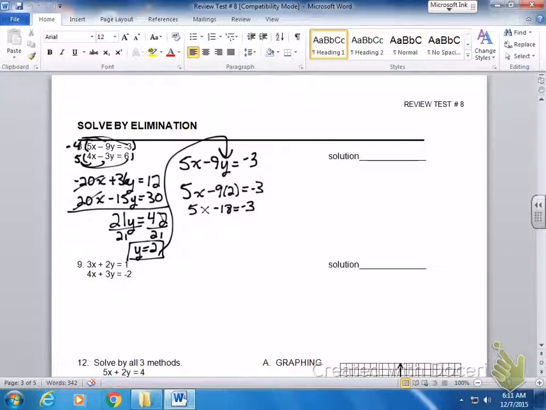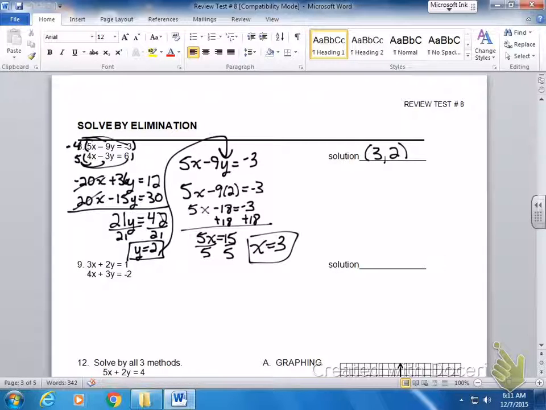I have to add 18 to both sides. And I get 5x equals 15. And now I can solve by dividing both sides by 5. And I get x equals 3. Now remember, when I ask you for the answers, I want the solution. That's a point. This would be our x value 3 followed by our y value 2. So there's an elimination example for you.